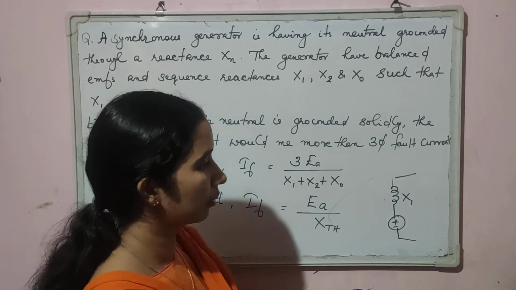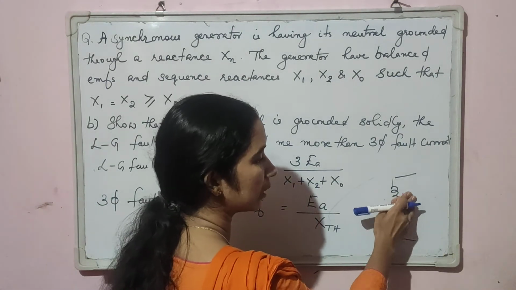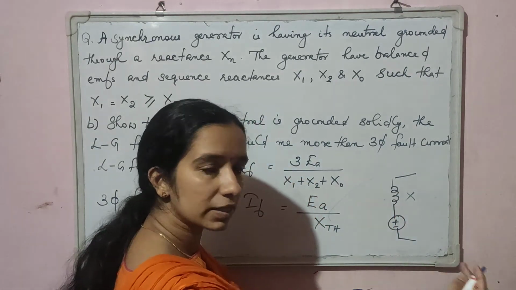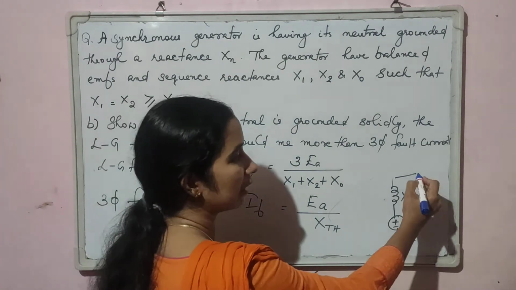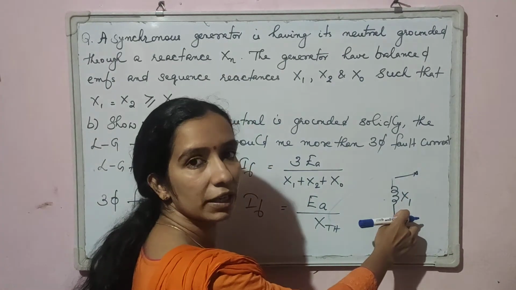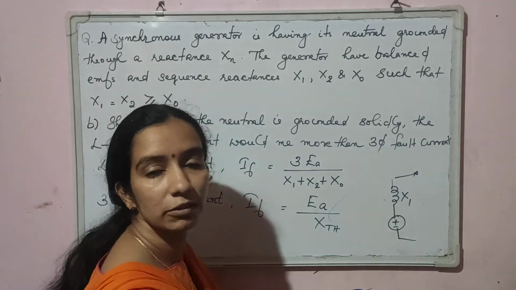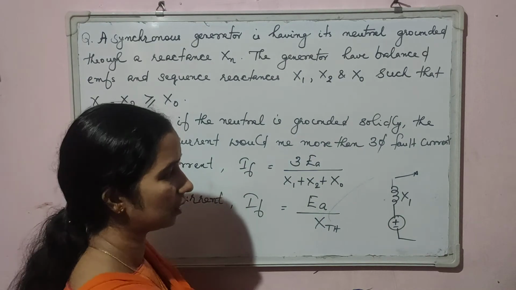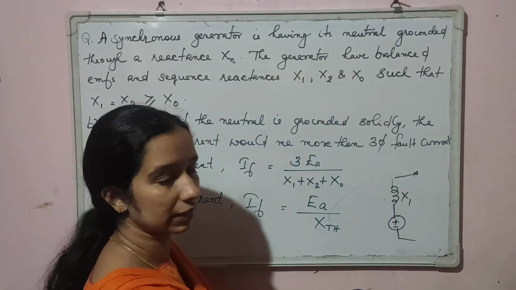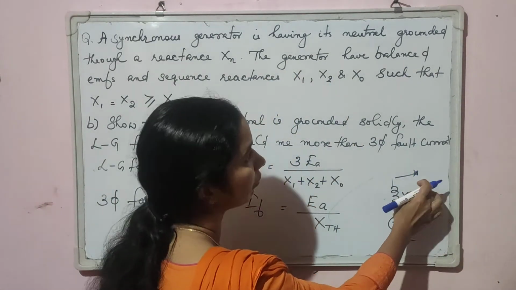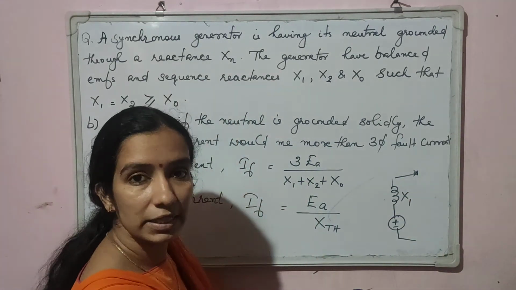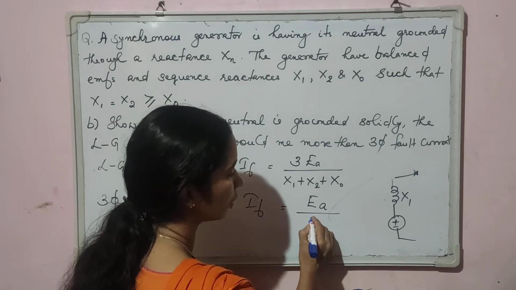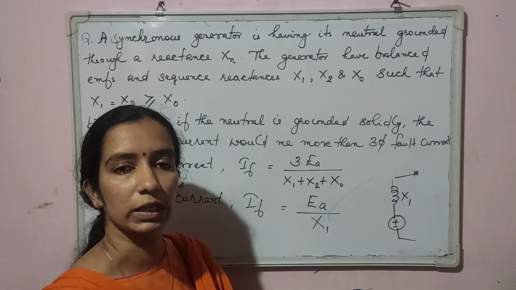So the actual reactance X is nothing but the positive sequence reactance. The Thevenin equivalent reactance of this alternator will be the same as the positive sequence reactance X1. We are considering only a single generator. So when we are looking from the terminal of this generator, the Thevenin equivalent reactance XTH will be equal to the positive sequence reactance X1.